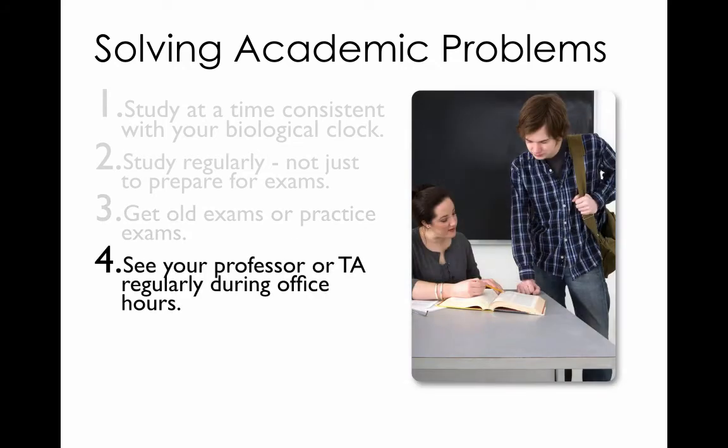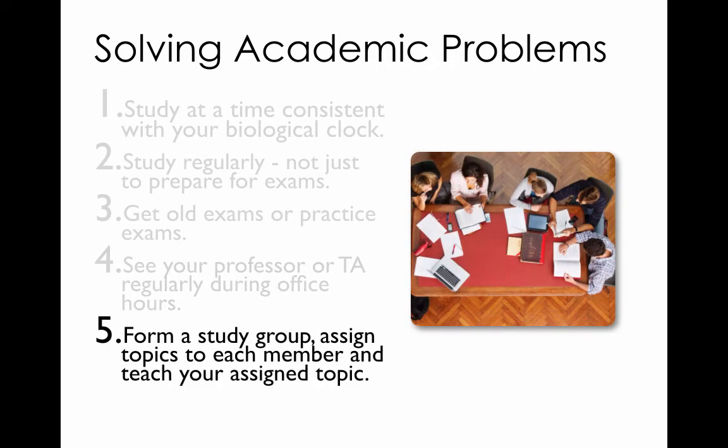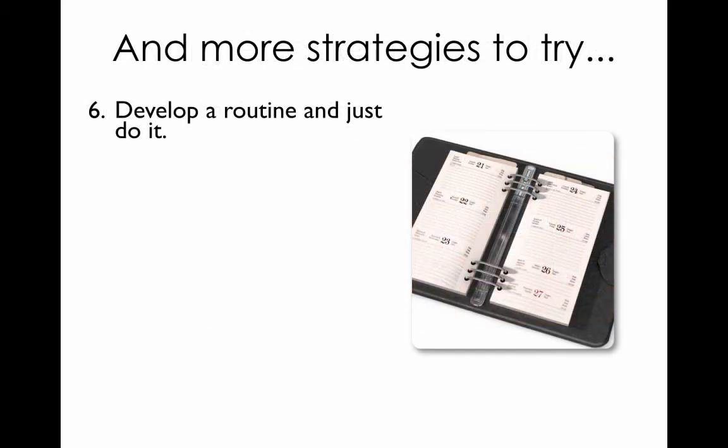4. See your professor or TA regularly during office hours to help to clarify the information with you. 5. Form a study group. Each member of the group learns a different topic and then teaches their assigned topic to the rest of the group. And even more strategies. 6. Develop a routine and just do it. Like getting up at the same time every morning, whether you have a class within a half an hour or not. Just get up at the same time.